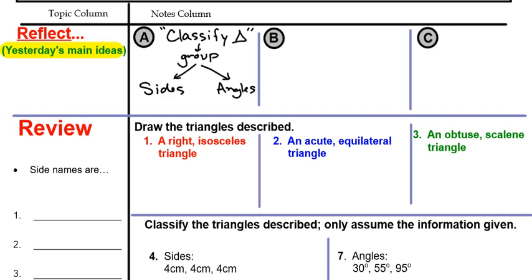So make sure that you know all of those vocabulary words from yesterday that refer to the sides. That would be scalene, isosceles, equilateral. And all of the angles. That would be right, acute, obtuse, and equiangular. The other things that we talked about were about the angles of the triangle, and we talked about the interior angles and the exterior angles.